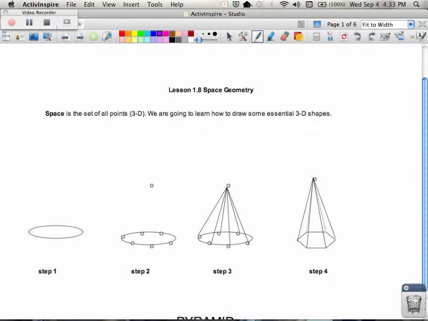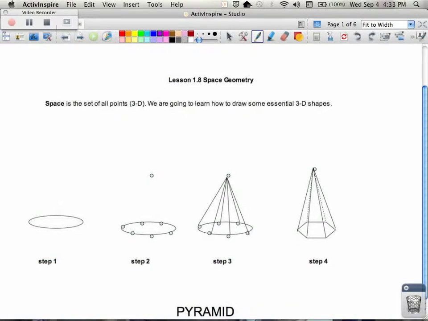In lesson 1.8, we're going to talk about space figures. Part of this lesson is actually just kind of fun learning how to draw things. So here, one of the important definitions that you need to know is that space is the set of all points, the 3D or three-dimensional. And drawing some shapes in 3D sometimes can be tricky.